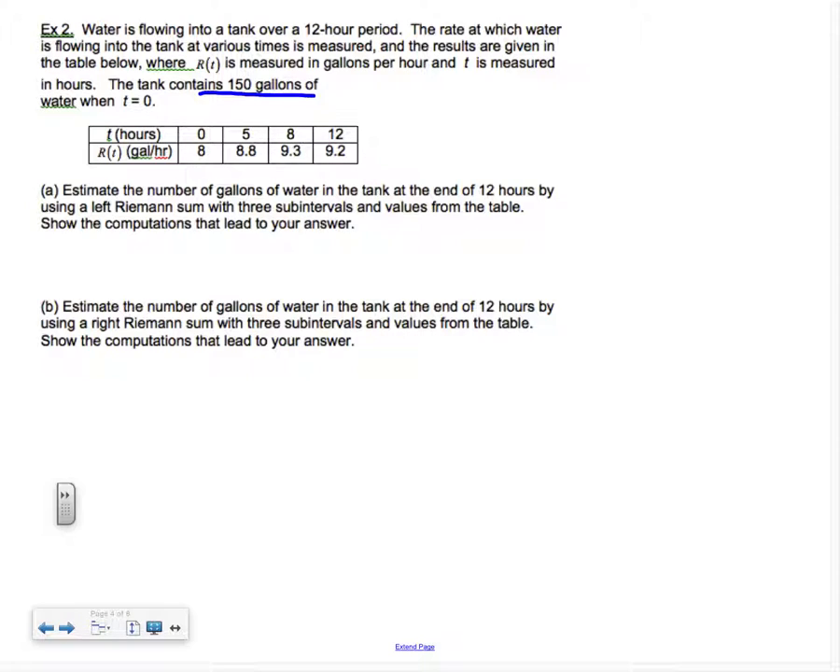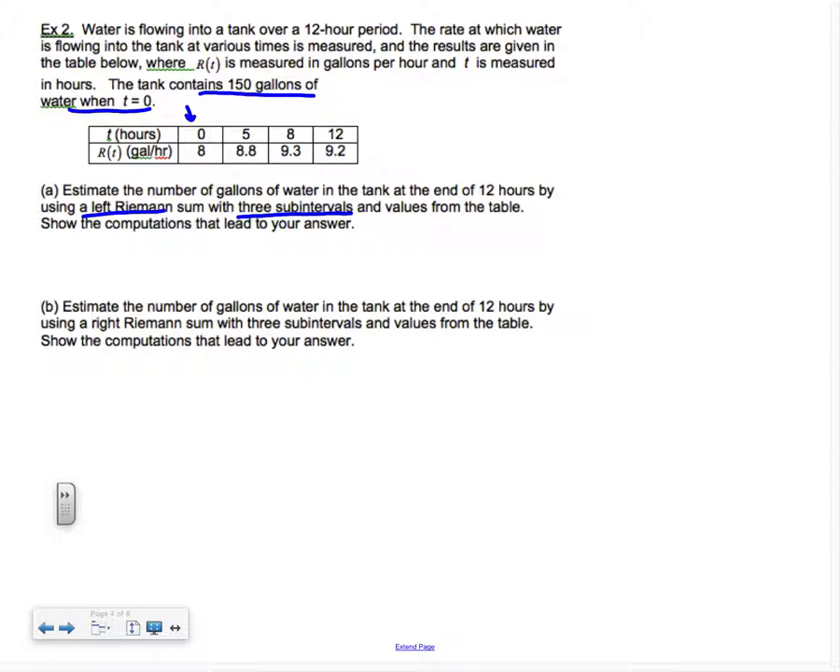Now this is important because when you integrate or when you find the area under a curve, you find the net change. So if I estimate the integral of this, what I'm really doing is determining how many gallons went into the tank between 0 and 12 hours. So I have to add what I started with, which was 150. All right. So it says estimate the number of gallons of water in the tank at the end of 12 hours by using a left Riemann sum, so I'm going to start at 0 here, that's the left-hand side, with 3 subintervals. That means 3 rectangles, and values from the table. Show the computations that lead to your answer.